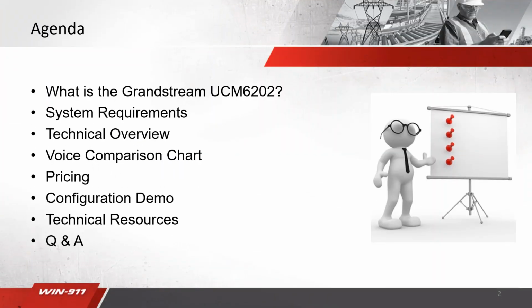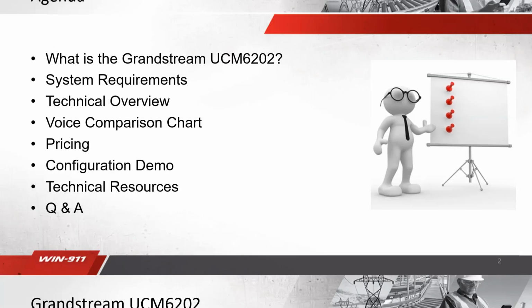So here's the agenda. We're going to talk about the Grandstream UCM, that's Unified Call Manager 6202. We'll talk about the system requirements to use this device, and do a little bit of a technical overview for it. We also have a voice comparison chart where we're going to talk about Tappy and VoIP and this Grandstream device that we're introducing. And we'll go into the pricing and a little bit of a configuration demo and finish up with some technical resources and Q&A.